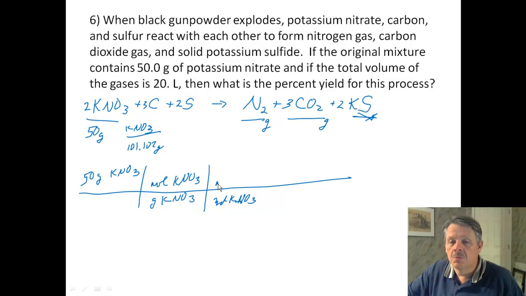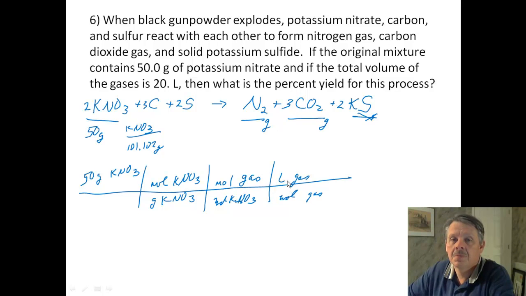we can go to moles of, do we go to nitrogen? Do we go to carbon dioxide? What do we do? Well, the concept is it doesn't matter. We go to moles of gas, right? Moles of gas in general, of all of the gases that are up there all together. And then we go from moles of gas to liters of gas. So, let's see what happens.